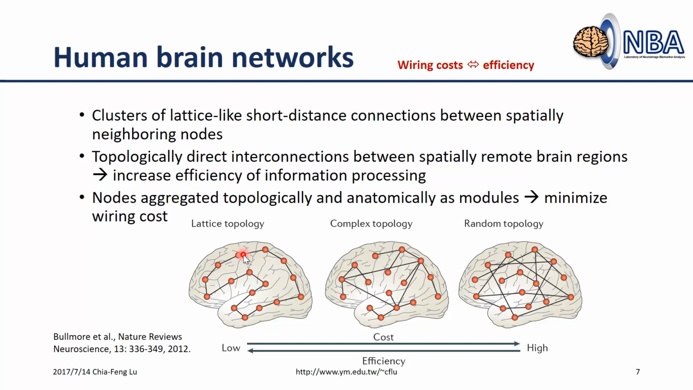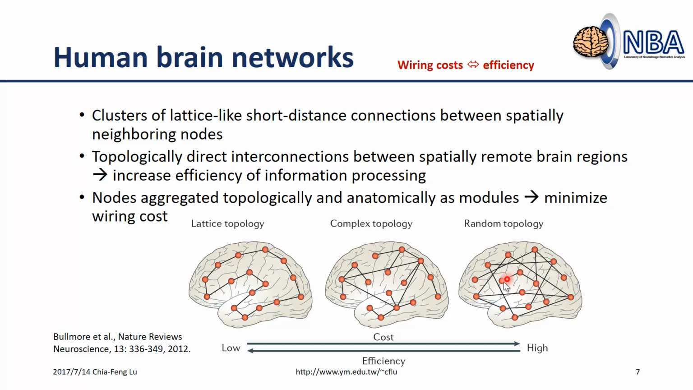So we may say that the wiring cost for this kind of connection, regular or lattice connection, would be very low. However, we can assume we may have another kind of topology or structure of our brain network. We call it random topology. That means there's no rule, no common rule that you can say how one brain region or one node can connect with other nodes. So any connection within this kind of brain network exists by random.